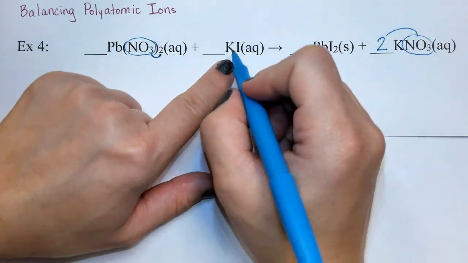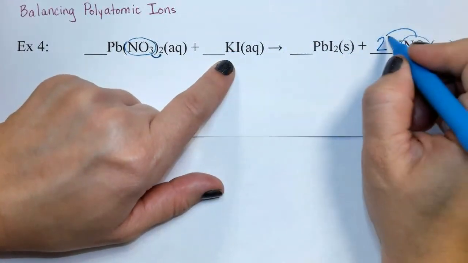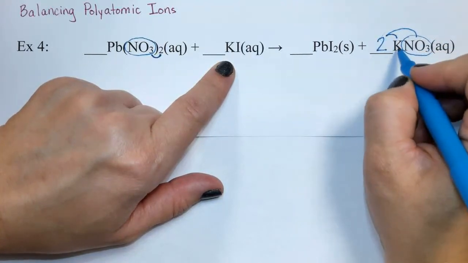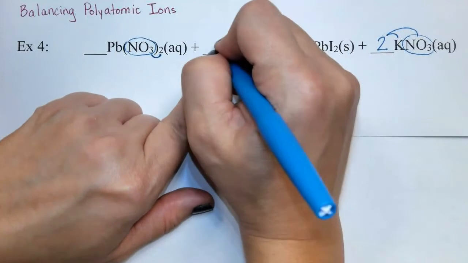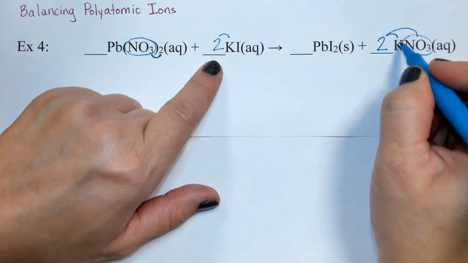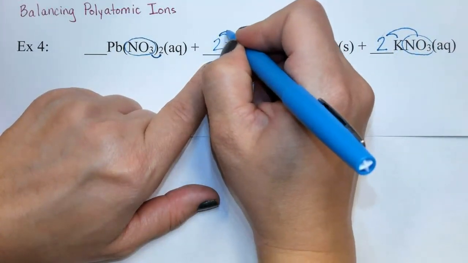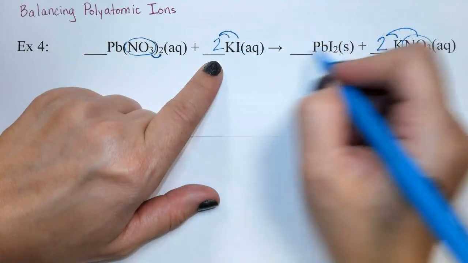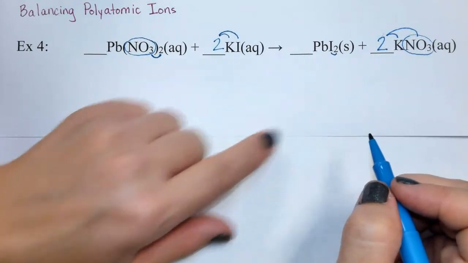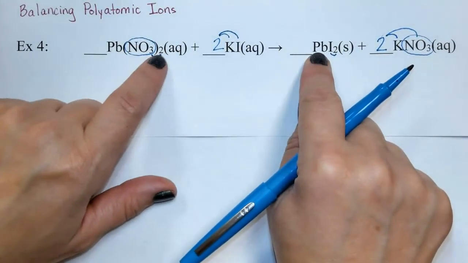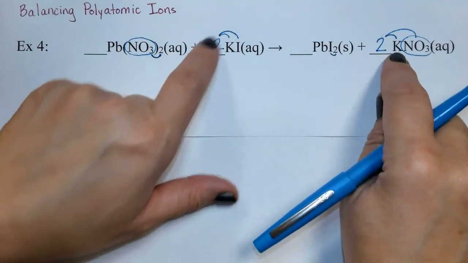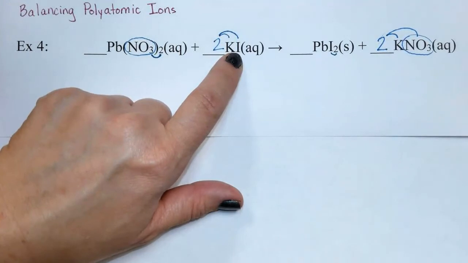Now we'll move over to potassium. 1 potassium on the left, and this 2 in front of potassium is going to mean I have 2 times 1 is 2 potassiums on the right. So on the left, I'm going to need a coefficient of 2, because now that will give me 2 potassiums, 2 potassiums. Finally, let's check iodide. This means I have 2 iodides, and this subscript here means I have 2 iodides on the right, and so that's also balanced. 1 lead, 2 nitrates, 2 nitrates, 2 potassium, 2 potassium, 2 iodides, 2 iodides.